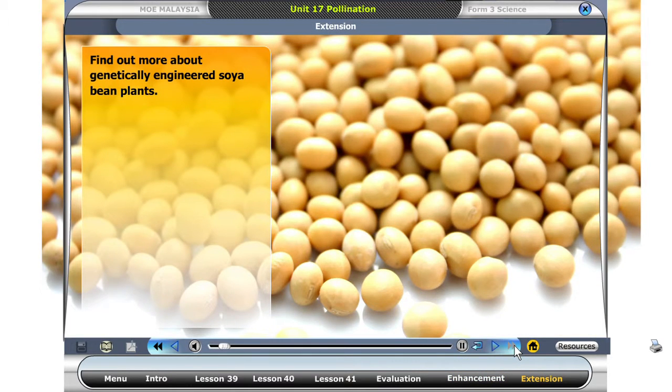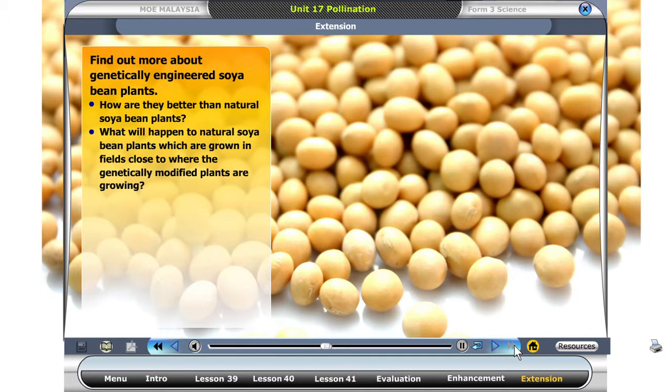Genetic engineering has been used to increase the nutritional value of crops. For example, soya bean plants have been genetically modified to produce beans which have better nutritional value. Find out more about genetically modified soya bean plants. How are they better than natural soya bean plants?